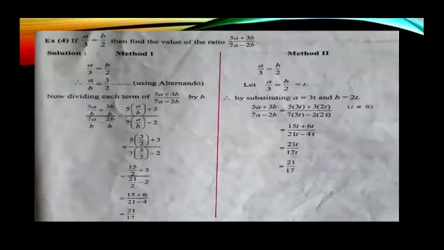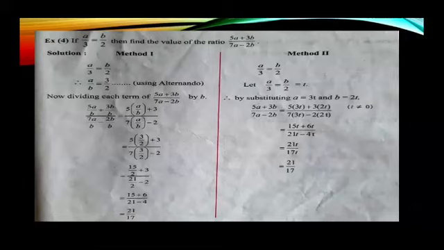Next question. If a upon 3 is equal to b upon 2, then find the value of the ratio (5a + 3b) upon (7a − 2b). Method 1: a upon 3 is equal to b upon 2. Therefore, a upon b is equal to 3 upon 2. This is by using alternendo.